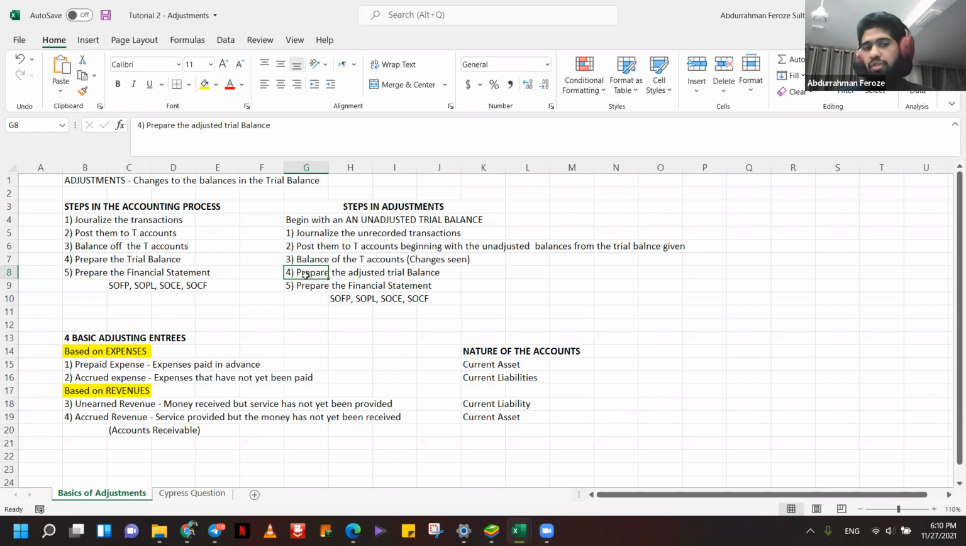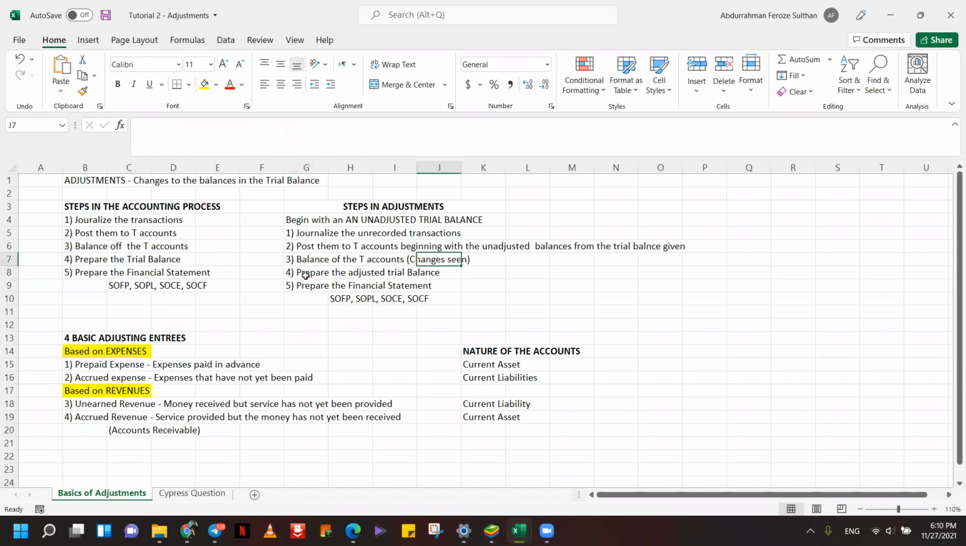So steps 2 and 3, which is posting them to T accounts and balancing them off, we could do that in a direct method from the journals itself rather than creating all the T accounts. Inshallah, I'll show you how we can do that, right? So once you know the changes, the idea of the T accounts and balancing them off is for you to understand what are the changes, right?